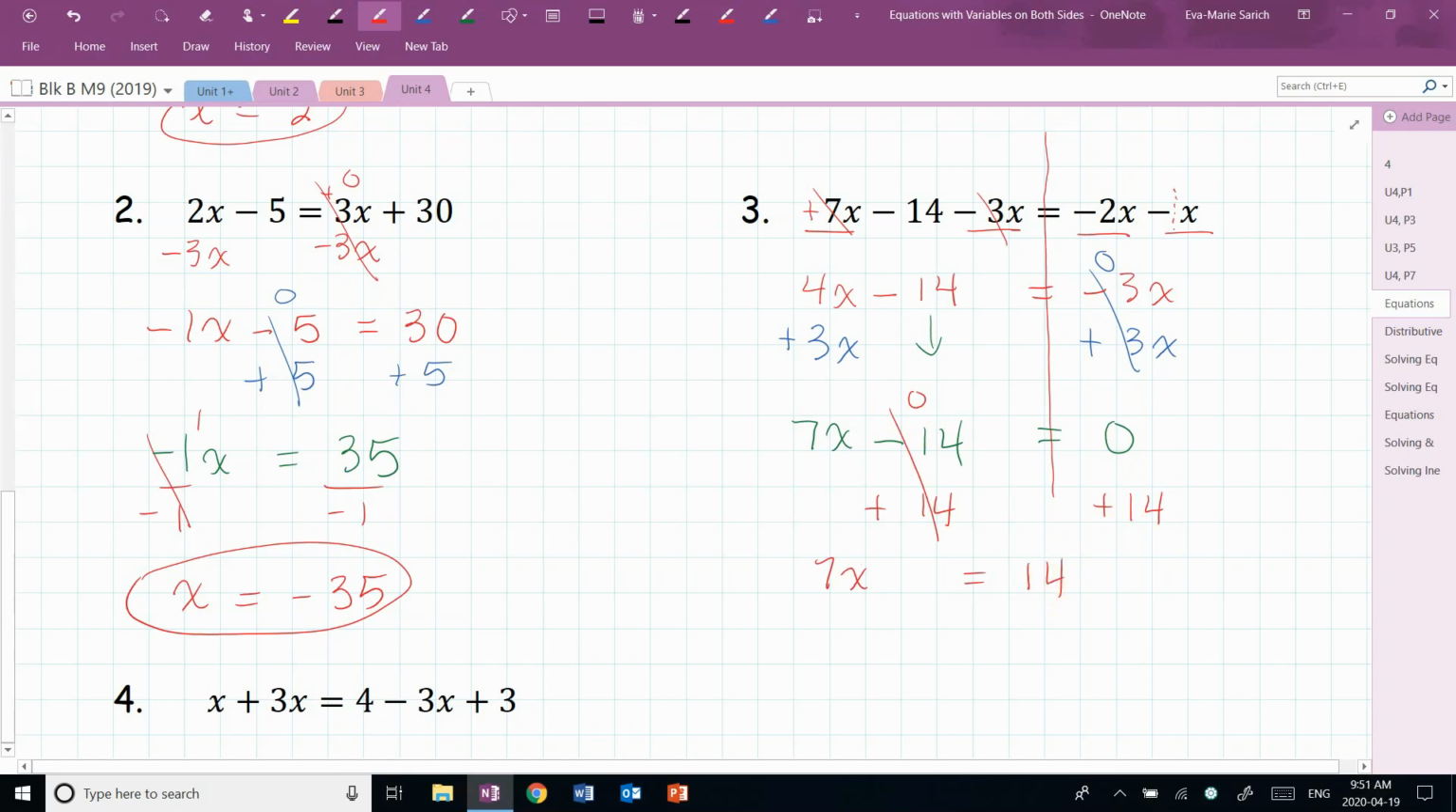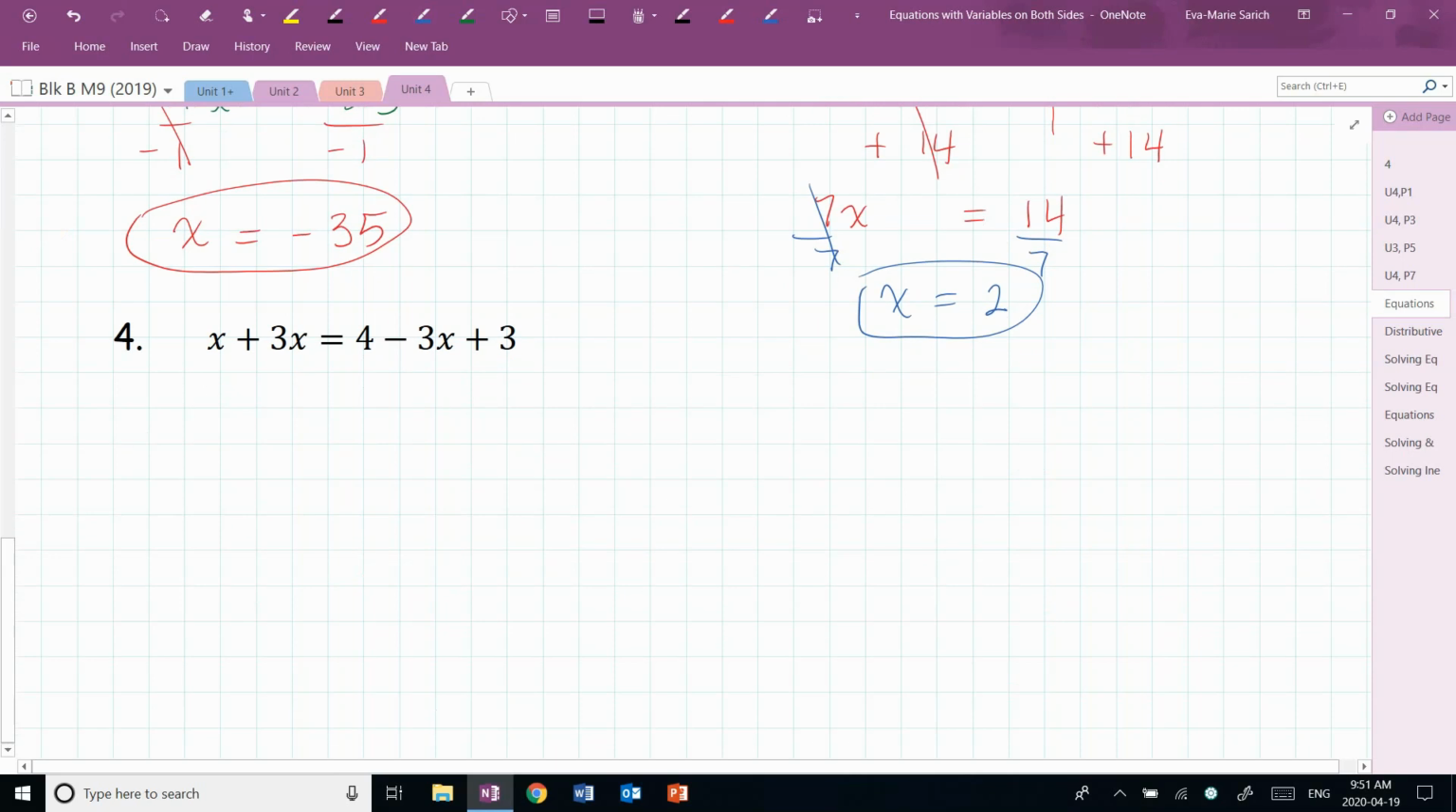Last stage is to get rid of the 7 multiplying the x, so we're going to divide by 7 on both sides. And x equals 14 divided by 7, which is 2. We've solved it. All right, one last example here.